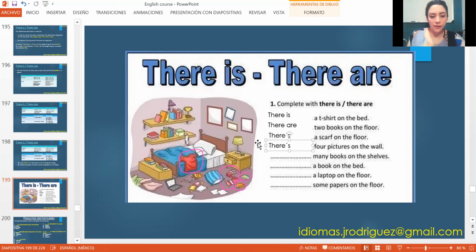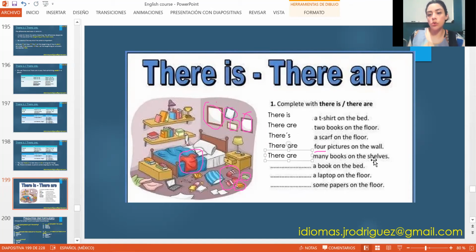Okay, this looks like a teenager's room, right? Es como el cuarto de un adolescente, ¿no? Next, 4 pictures on the wall. What's that? 4 fotografías en la pared. 1, 2, 3, 4. So we have a plural there. We're going to use there are, so we'll say there are 4 pictures on the wall.